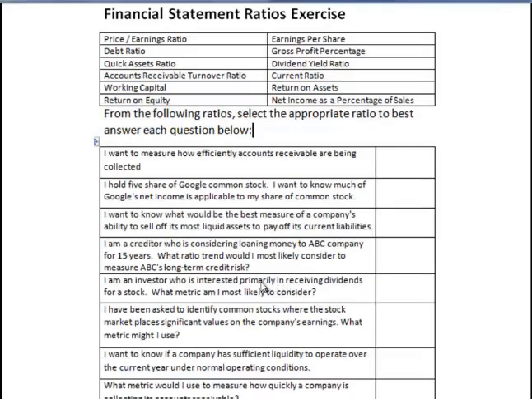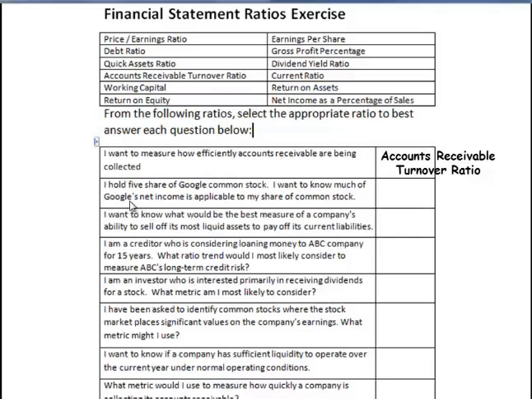Okay, now let's look at what we call the financial statement ratios exercise. And here at the top you're given a number of different financial statement ratios, and down the slide here it says, from the following ratios select the appropriate ratio to best answer each question below. So the first one is, I want to measure how efficiently accounts receivable are being collected. So if you remember from our cash cycle, we go from cash to inventory. There we measure inventory turnover. And that inventory then is converted to a receivable. So that would be the accounts receivable turnover ratio.